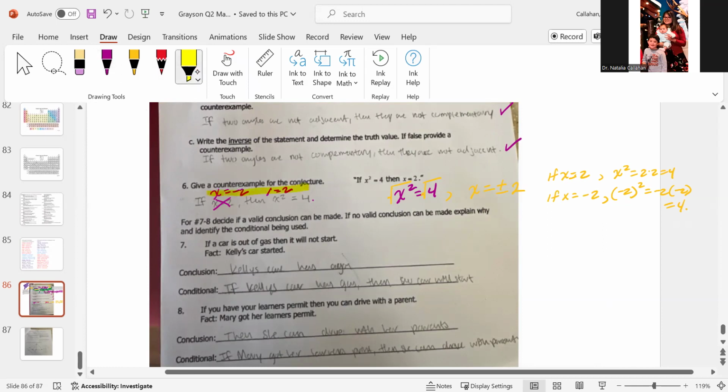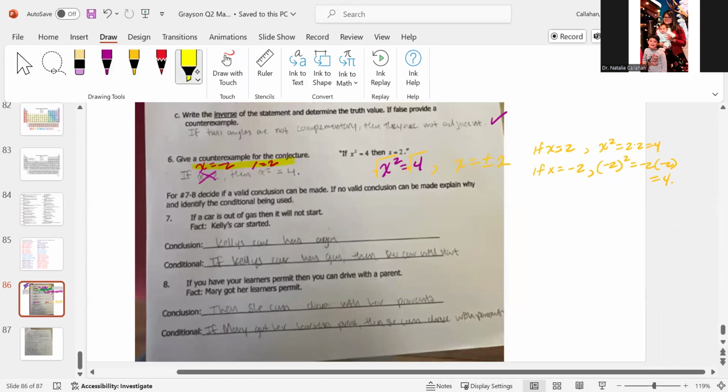If a car is out of gas, then it will not start. In fact, Kelly's car started. So then the conclusion is that it's not out of gas. That's supposed to say gas. If Kelly's car has gas, then the car will start.